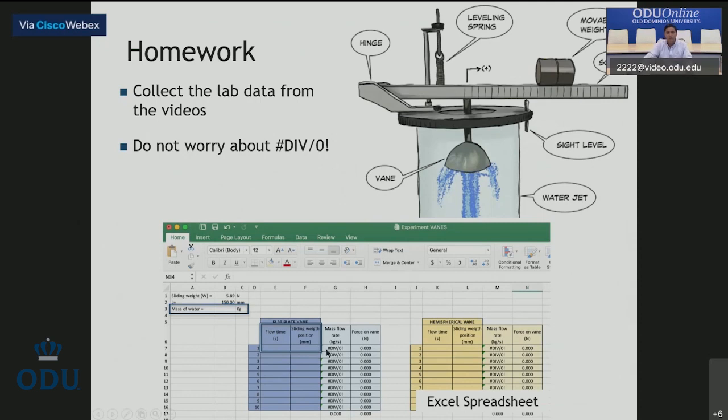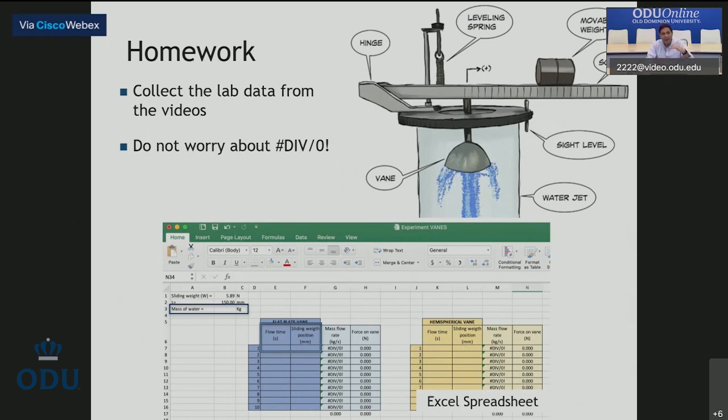There are two things you're going to collect from the experiment. The first is the mass of water. You're going to see Professor Luke explaining how to obtain the mass flow rate. The mass flow rate is obtained by collecting 15 liters of water. You're going to see that during your experiment. But what I need you to do is find out the mass of 15 liters of water. Google it if you want to, and then plug that number here. I need you to plug here the mass of 15 liters of water.